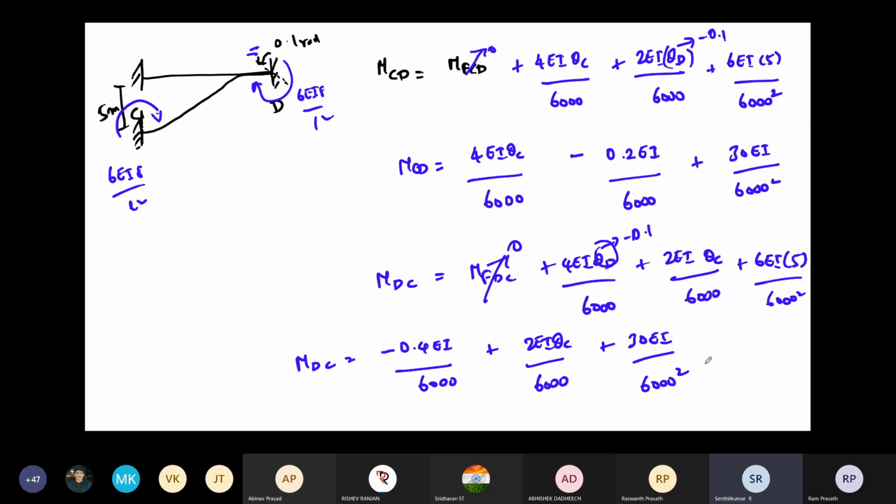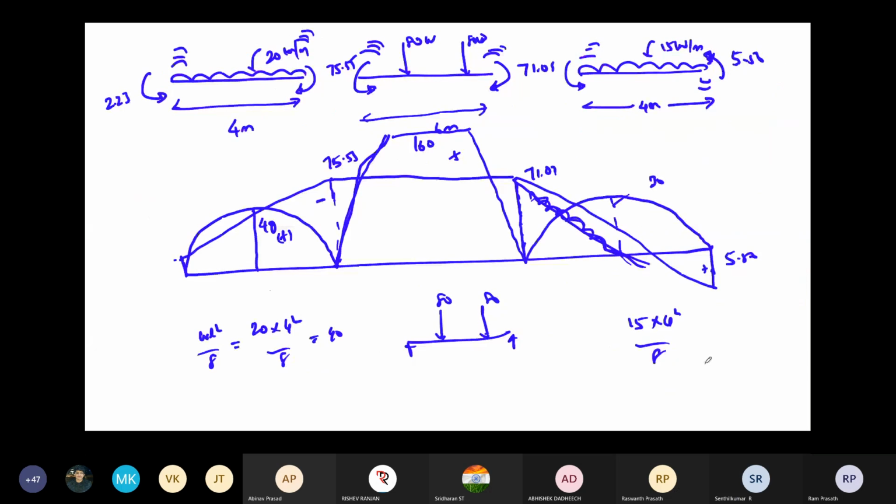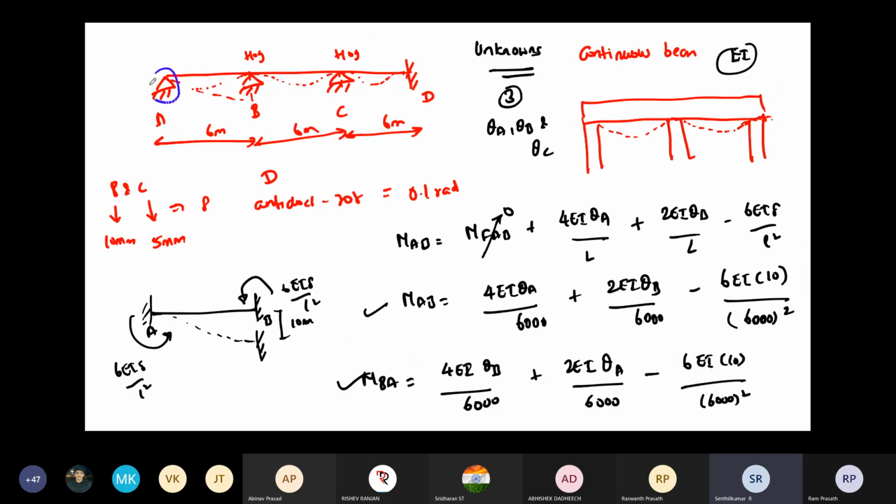Now, what are the supports there? How many equations are we having now? At all the supports, you can take the summation of moment at the joint equal to 0, and you can find all the rotation values. For example, you can take the summation of moment at A equal to 0, but only M_AB will be there. This will be equal to 0. You will get it in terms of θ_A and θ_B here.